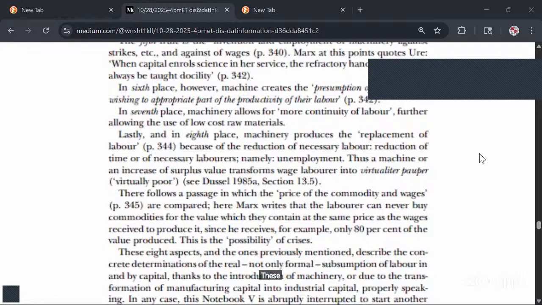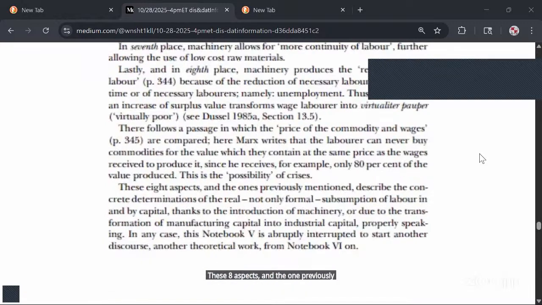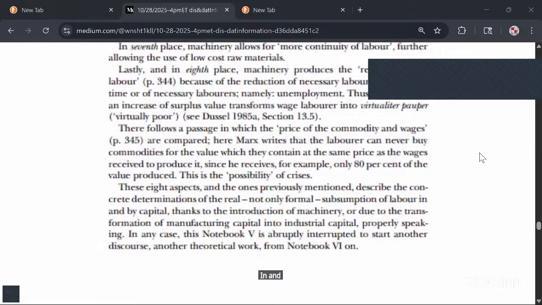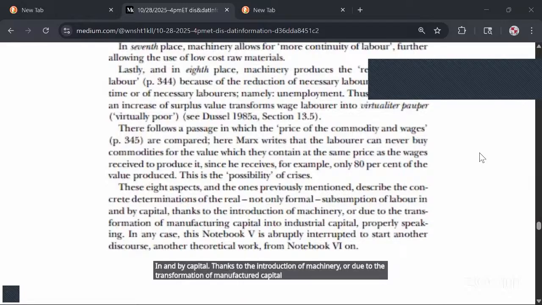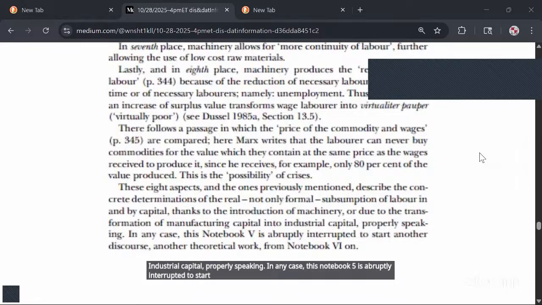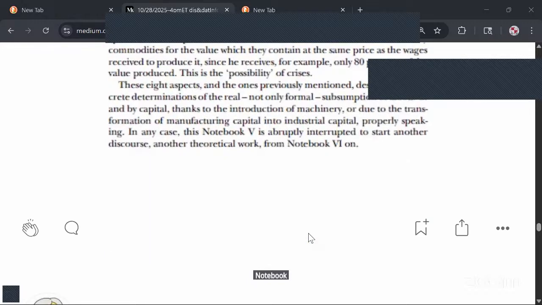These 8 aspects, and the one previously mentioned, describe the concrete determinations of the real, not only formal, subsumption of labor in and by capital. Thanks to the introduction of machinery, they are due to the transformation of manufactured capital into industrial capital, properly speaking. In any case, this Notebook 5 is abruptly interrupted to start another discourse, another theoretical work from Notebook 6 on.